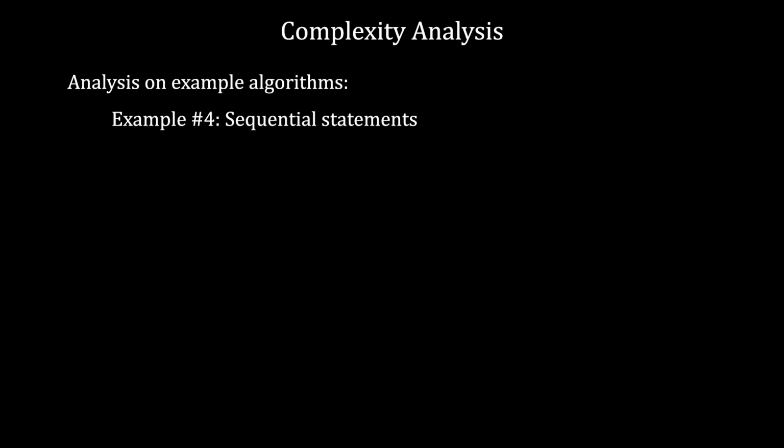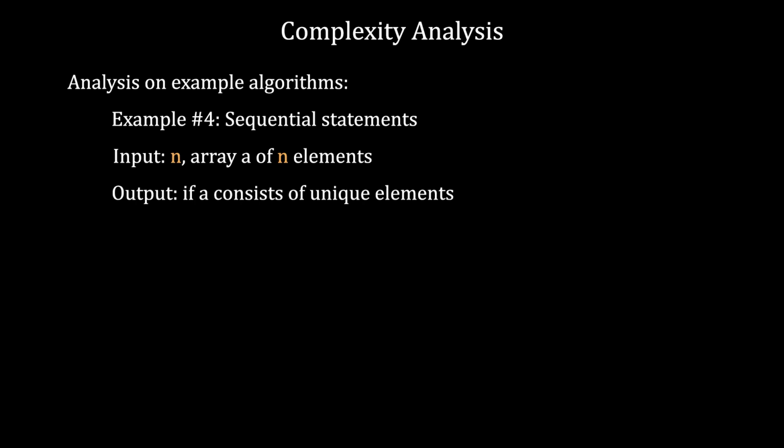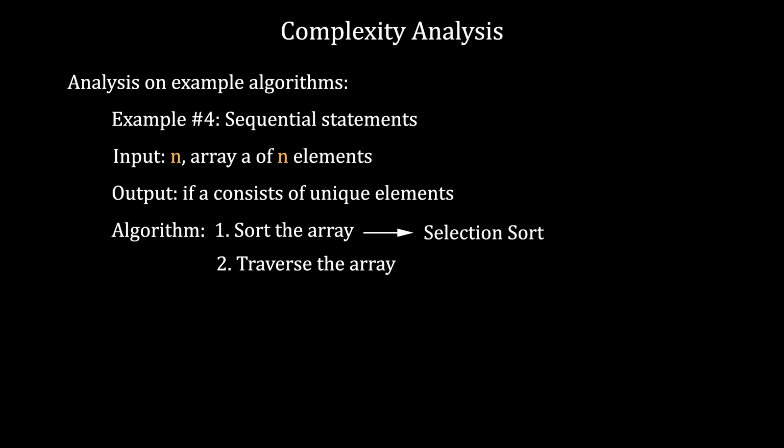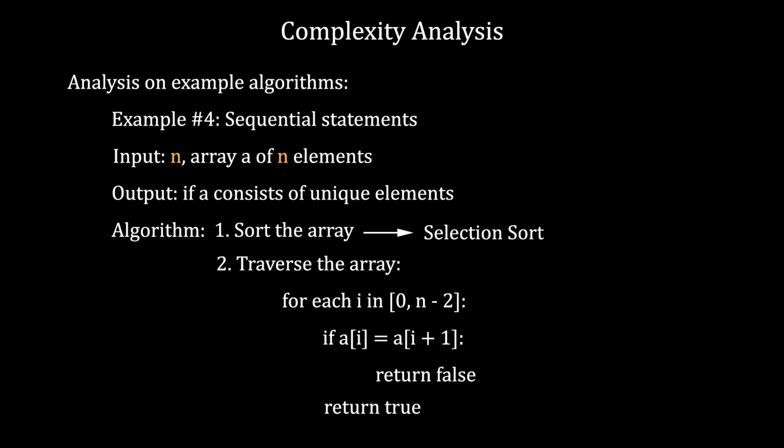Now let's take another example, an algorithm which has sequential statements. Let's say that the input is again a positive integer n and an array A of n elements, and as the output, we should return true if A consists only of unique elements and false otherwise. We might come up with an algorithm that first sorts the array, of course using the selection sort, and then we can traverse the array to check if 2 consecutive elements are equal.